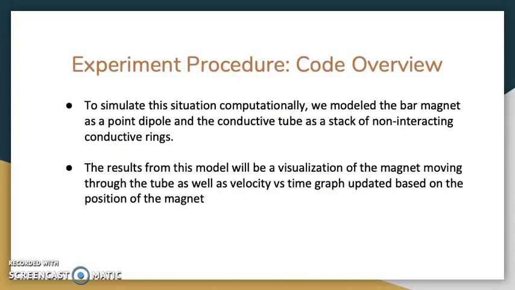To go over what the code did a little bit, this code was used to simulate the situation that was used experimentally by modeling the bar magnet as a point dipole and the conductive tube as a stack of non-interacting conductive rings. From this, we were able to get the results as a visualization of the magnet moving through the tube, as well as a velocity versus time graph that updated based on the position of the magnet.